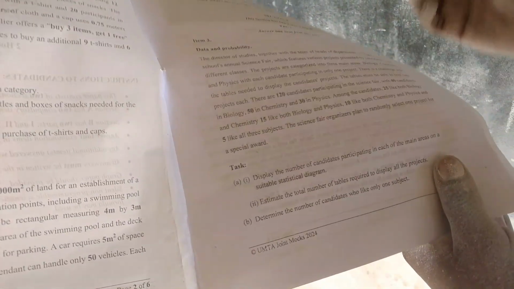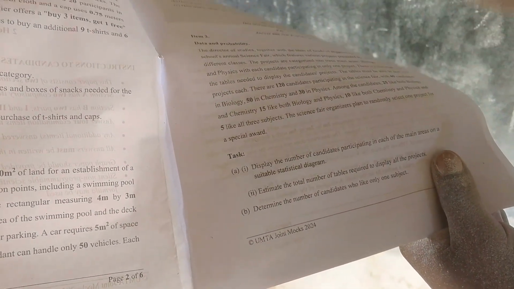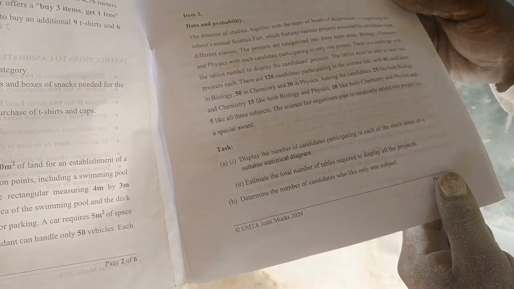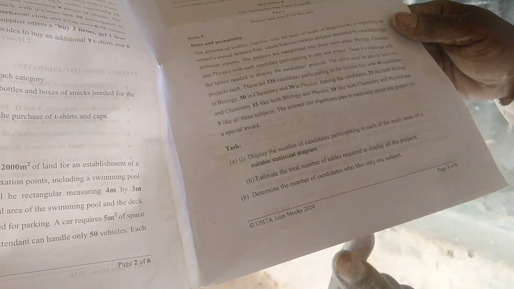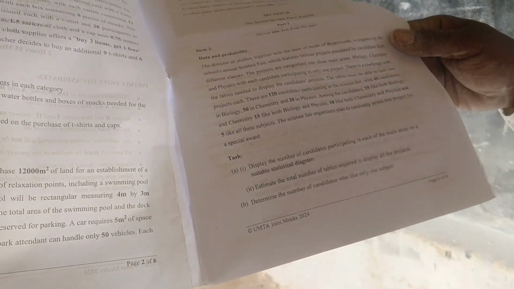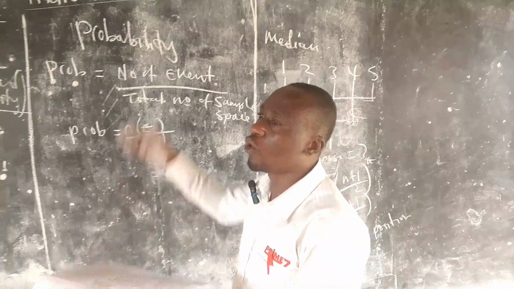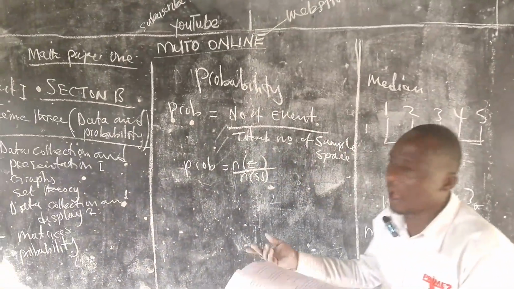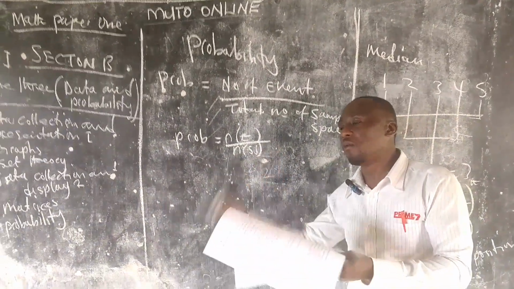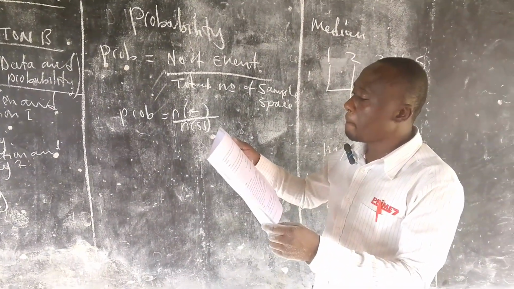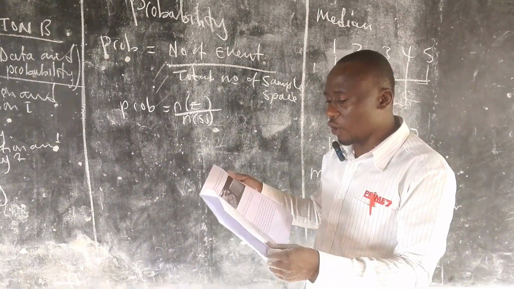Then they say the science fair organizer plans to randomly select one project for the exhibits, then display the number of candidates participating in each of the main areas on a suitable statistical diagram. So there, you are seeing that the question is looking at finding those who are going to do only biology, chemistry, and physics. So now we are going to look at part 2 in section B.